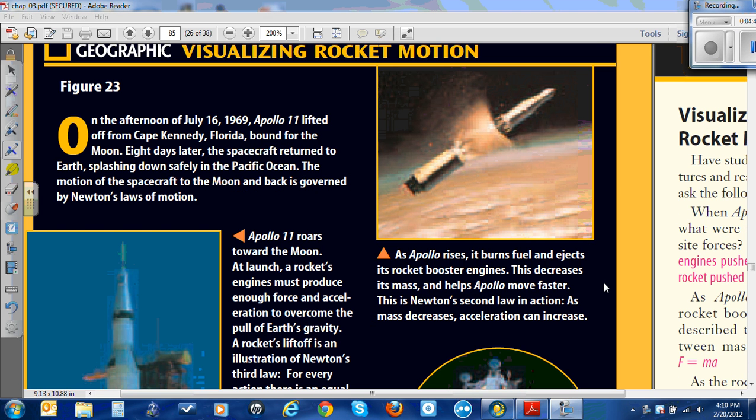As Apollo 11 rises, it burns fuel and ejects its rocket booster engines. This decreases its mass and helps Apollo move faster. This is Newton's second law in action. As mass decreases, acceleration can increase.